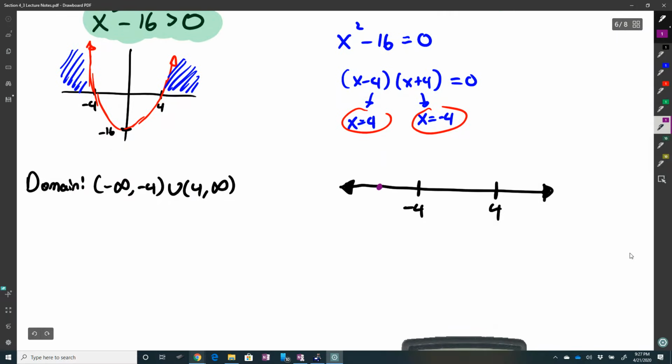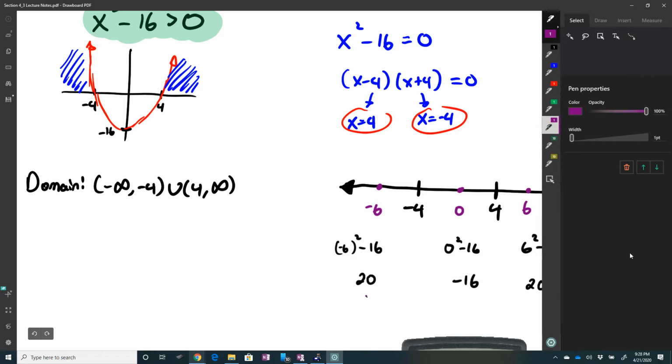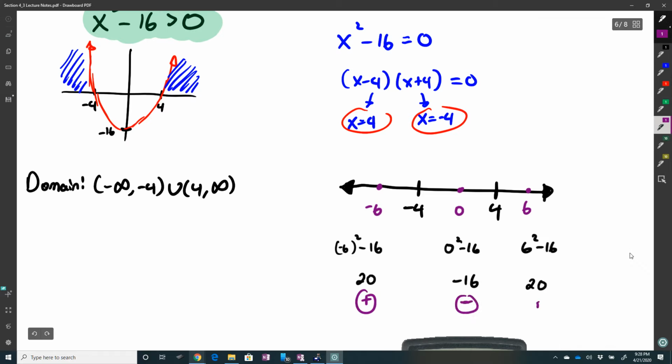So the points I'm going to pick are negative 6, 0, and 6. Why not? And the equation, remember, is x squared minus 16. So if I have negative 6 squared minus 16, the answer to that is 36 minus 16 is 20. Okay. 0 squared minus 16, that's negative 16. 6 squared minus 16 is also 20. And all I care about, though, is the sign. This is positive, this is negative, this is positive.